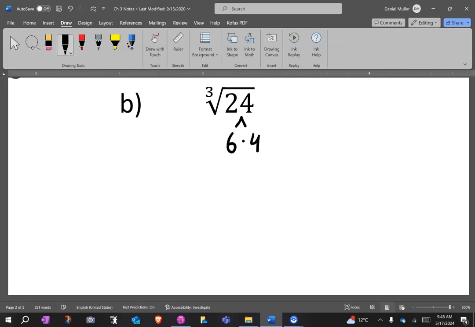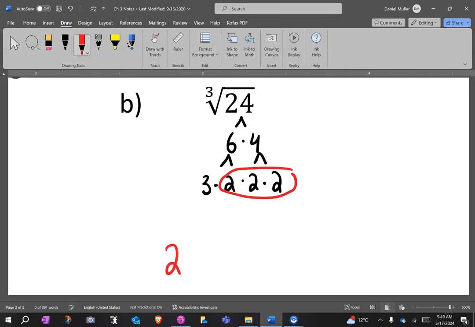That's 6 times 4. This is 3 times 2. 4 is 2 times 2. So I'm looking for triples. I see some triples there. So I'm going to write that out in front, just the one group, and a cube root of 3 left over. This leftover 3 gets written down on the inside. We could not take it out. It was just an extra one.